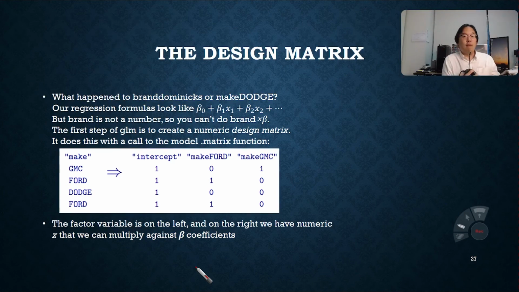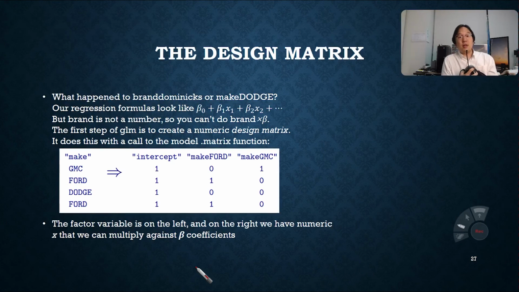How do we do that? Well, R does that kind of automatically. The regression formulas look like this, but brand is not a number, so you cannot do brand times beta. The first step of GLM is to create a numeric design matrix. Okay, I'm not going to ask you how to construct a design matrix yourself, but here's the idea. It's just throwing out a dummy variable automatically for you. Convenient. That's the whole idea.